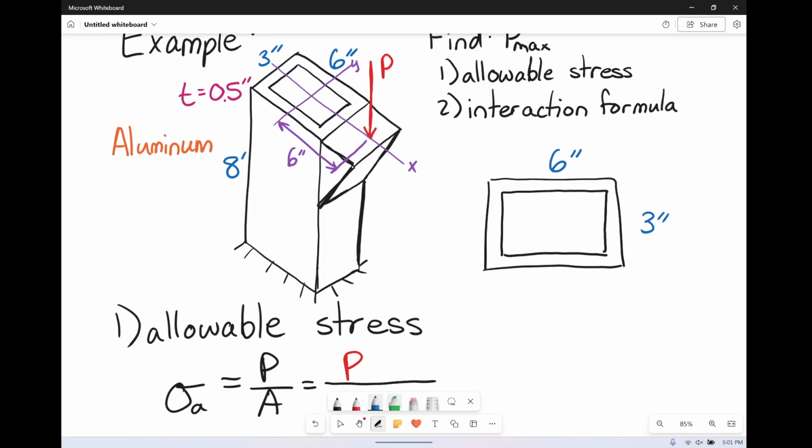If the thickness here is a half, and here is a half, and here is a half, and here is a half, then 3 minus a half and a half is going to be a grand total of 2 inches tall, and 6 minus a half and a half is going to be 5 inches wide. So there we have the outside dimensions and the inside dimensions.